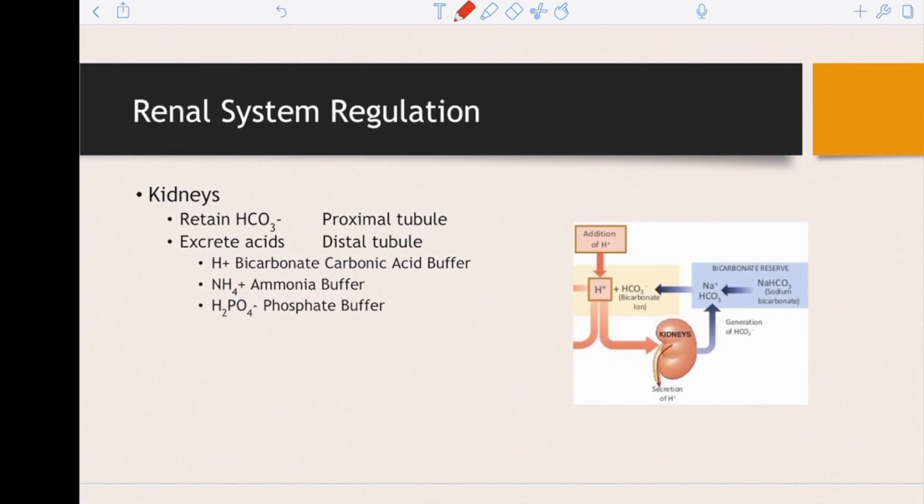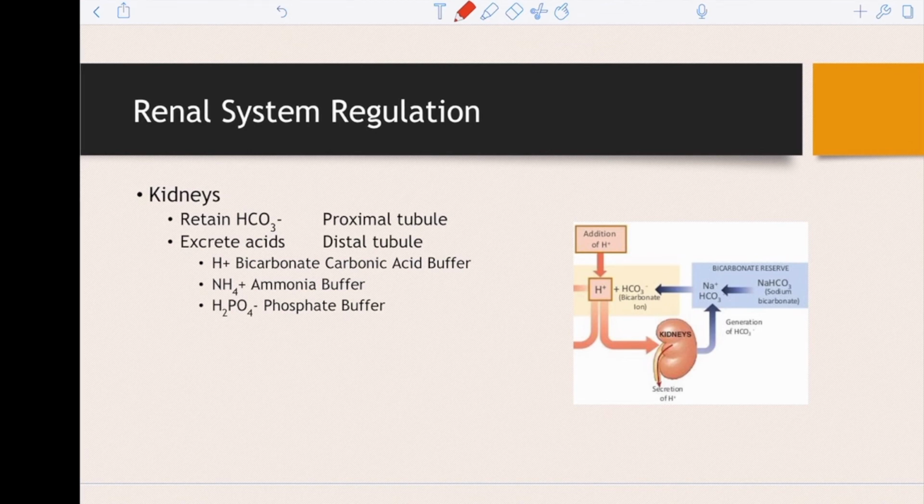How does the renal system regulate? Again, we've briefly talked about this. The kidneys can choose to retain bases or they can choose to excrete more acid. If they're going to retain bicarbonate, if you happen to need more basic conditions, that's going to happen from the proximal tubule of the kidneys. If you need to excrete more acids, that's going to happen via the distal tubule.